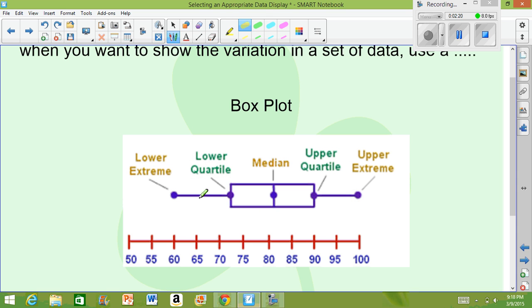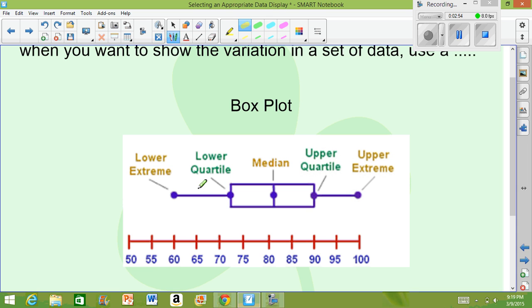So remember, with a box plot, we need to identify each one of these pieces. Our lower extreme is the smallest number in our set of data. The upper extreme is our highest piece of data. The median is going to be inside your box. It might be exactly in the middle, might be closer to the left, it might be closer to the right. The lower quartile, remember, is the median of the lower half of data, and the upper quartile is the median of the upper half of data.